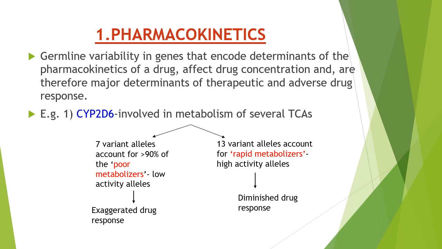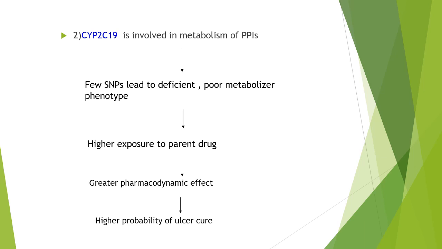There are 13 variant alleles that account for rapid metabolizers. Those are high activity alleles. Therefore, the drug will be metabolized rapidly and it results in diminished drug response. Cytochrome P2C19 is involved in metabolism of proton pump inhibitors. Few single nucleotide polymorphisms lead to deficient and poor metabolizer phenotype. This will result in higher exposure to parent drug and greater pharmacodynamic effect. As a result, there will be higher probability of ulcer cure.